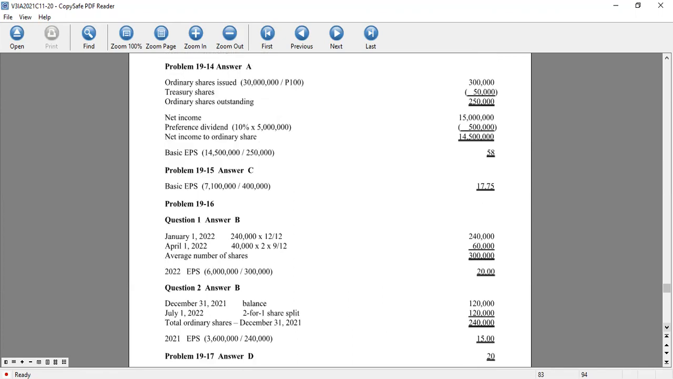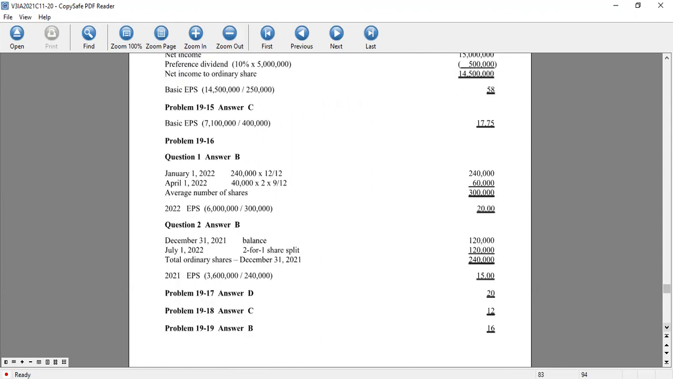And question number 2, the answer is still letter B, or dividing 3.6 million by 240,000.